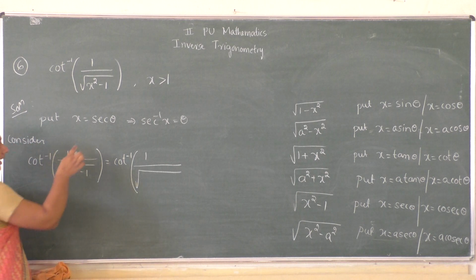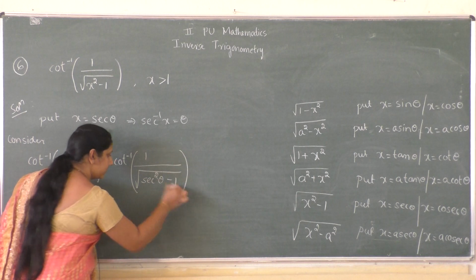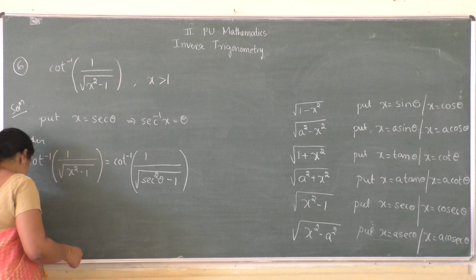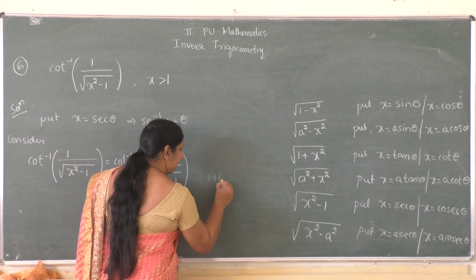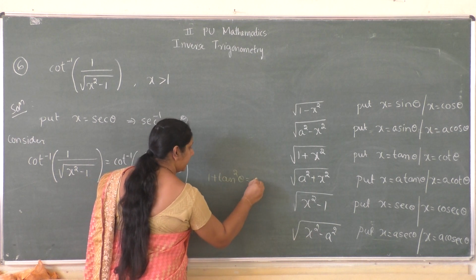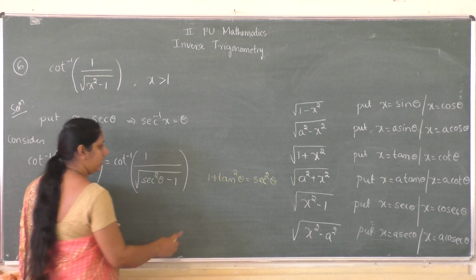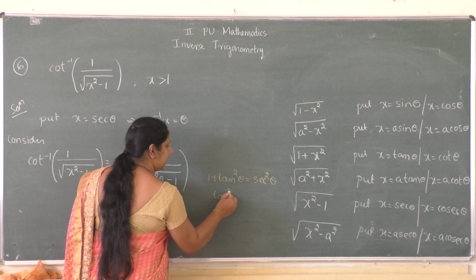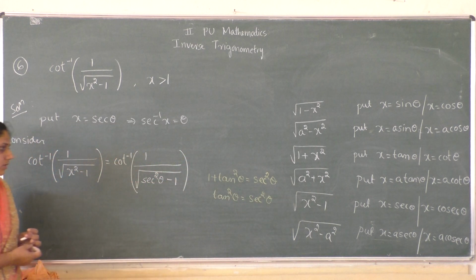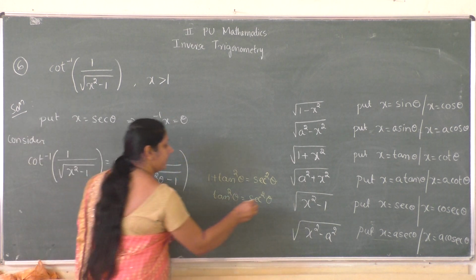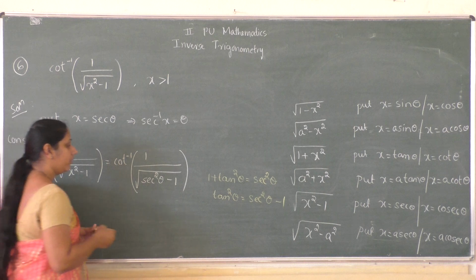So the given question reduces to cot inverse of 1 by root of, in the place of x what we have to write? Sec theta. So x square means it is sec square theta minus 1. Right. Now what is sec square theta minus 1? In trigonometry, we have the property 1 plus tan square theta equal to sec square theta. So on rearranging, we get tan square theta equal to sec square theta minus 1.